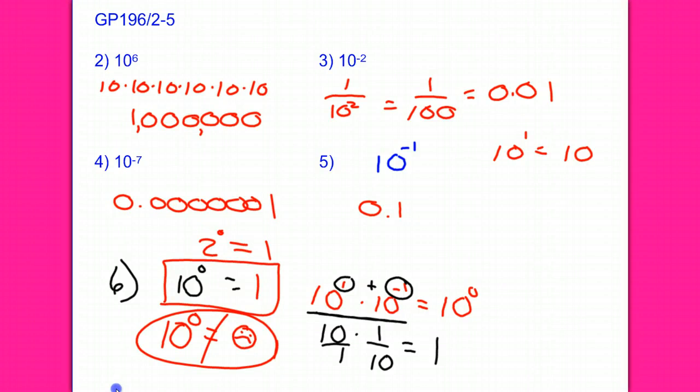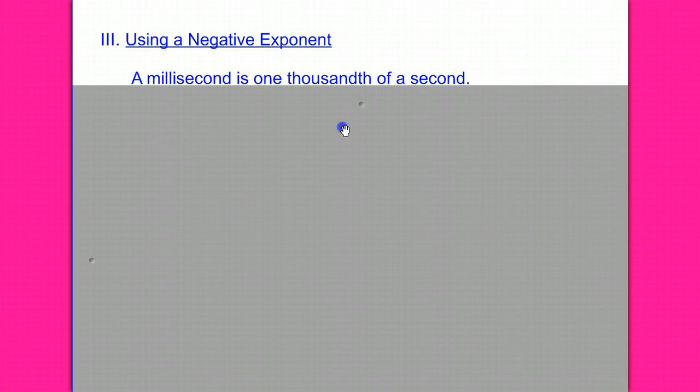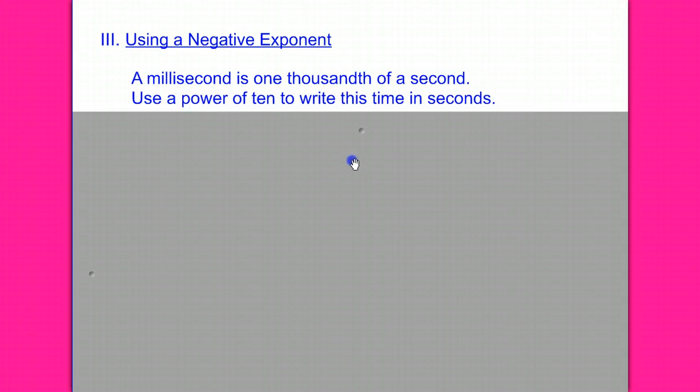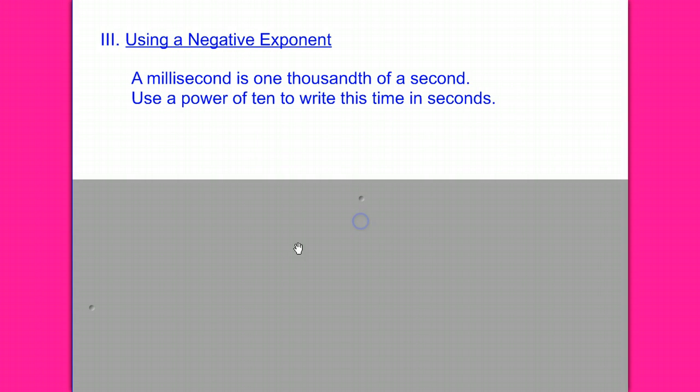Okay? Everyone should be sitting up straight. Using a negative exponent. Very tricky. It's all about location, isn't it? As we've said. So let's use one in this example here. You need to take down this example.